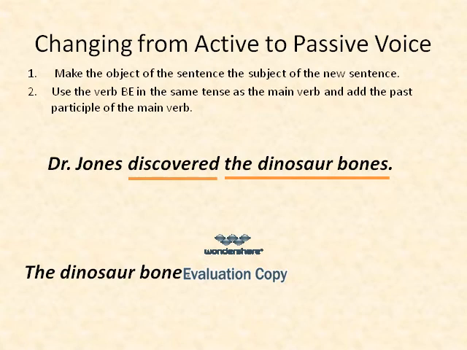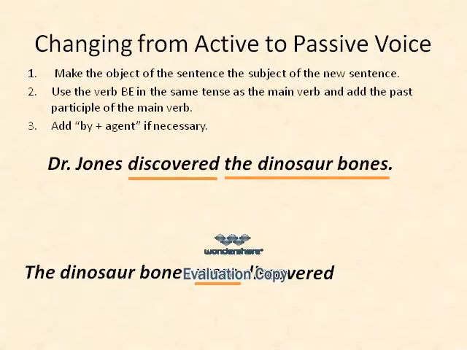Now let's put that in the same tense. We know that discovered is past tense. What is be in the past tense? Well, we have a choice between was and were. And since our subject is now the dinosaur bones, we need to choose were, not was. And then we just add the past participle of the main verb, discovered. In this case, it's a regular verb, so it looks just like the verb in the main sentence. You can add by plus the agent if it's necessary. So we're just going to add the subject if we think it's important. In this case, by Dr. Jones. We want to know who made the discovery, so we'll keep the agent.